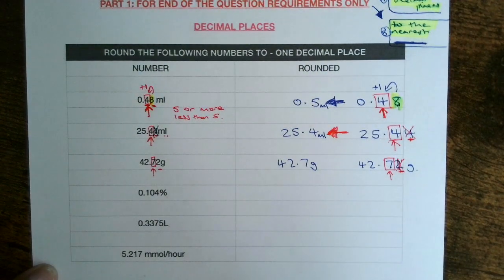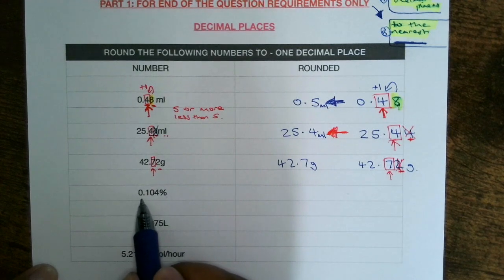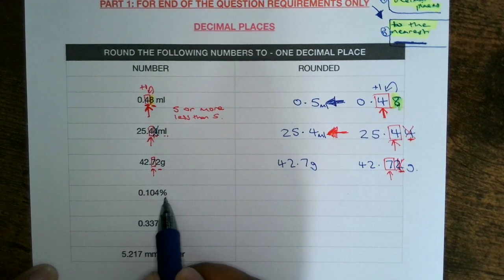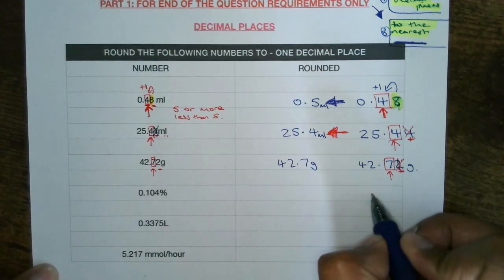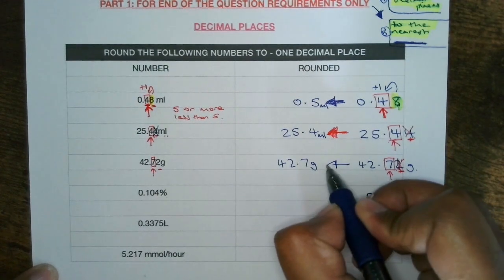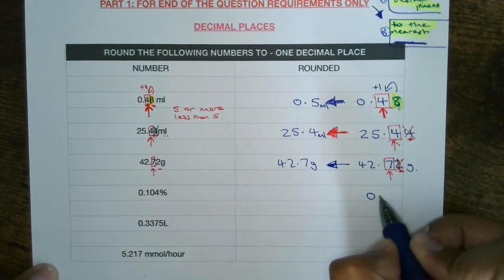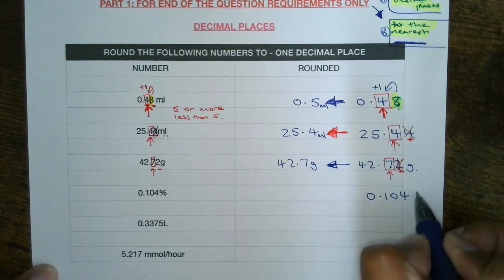Let's look at the next example. We've got 0.104%. I'm going to write it over here for you, just a little bit bigger, 0.104%.